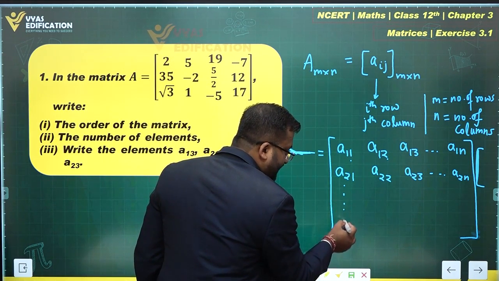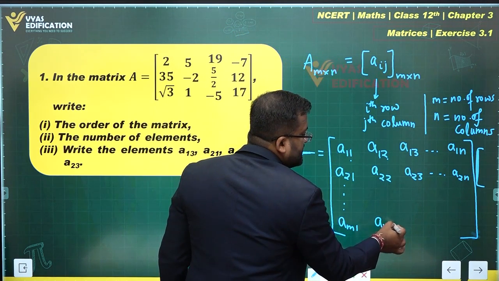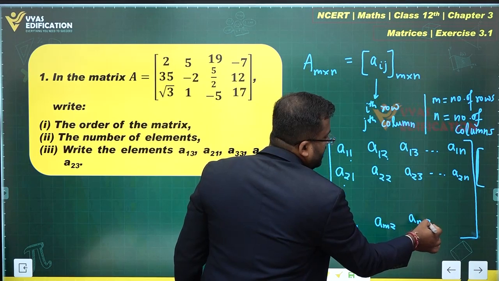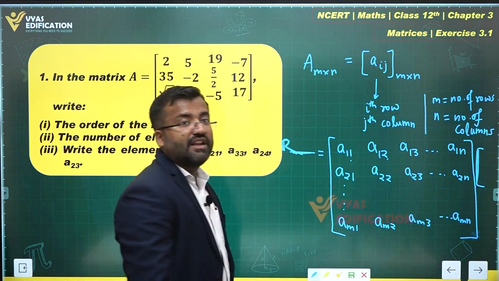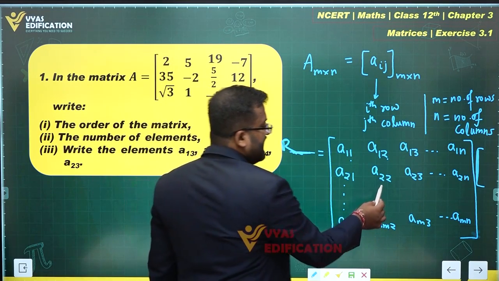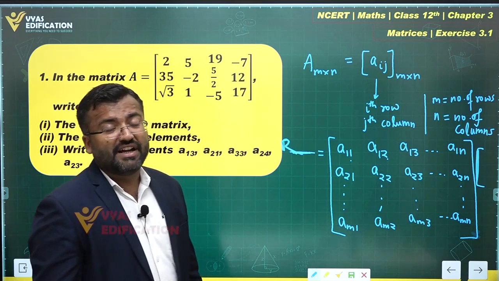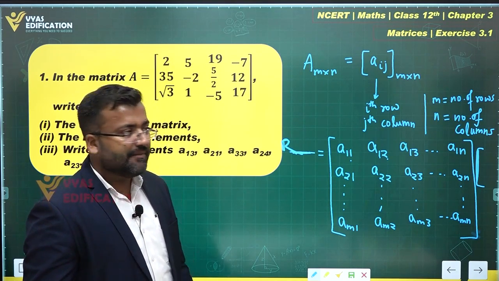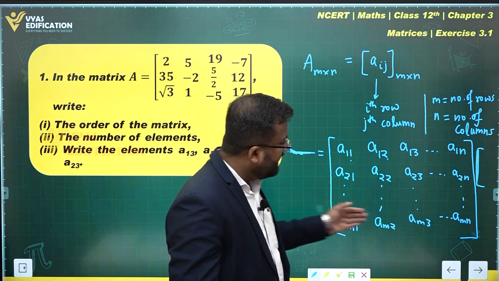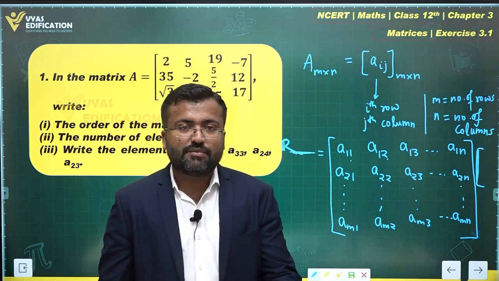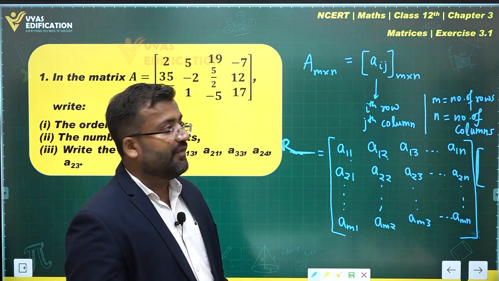Correspondingly, we can have the last row, that is the mth row, first column, mth row, second column, mth row, third column, and mth row, nth column, in this manner. These are all the elements present in this matrix, and that's the complete form. How many elements do you think are there? The number of elements is equal to the number of rows times the number of columns, that is the product mn.